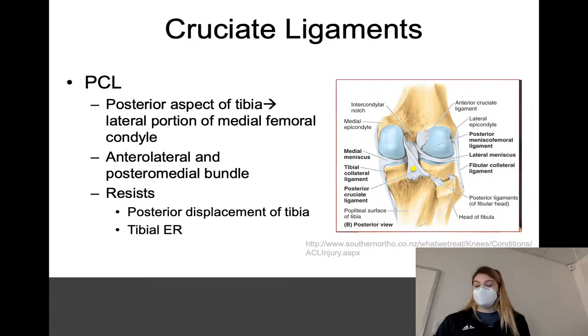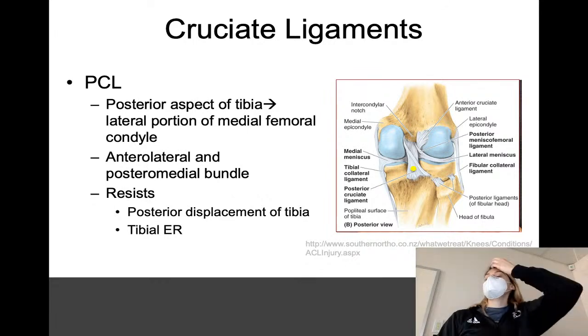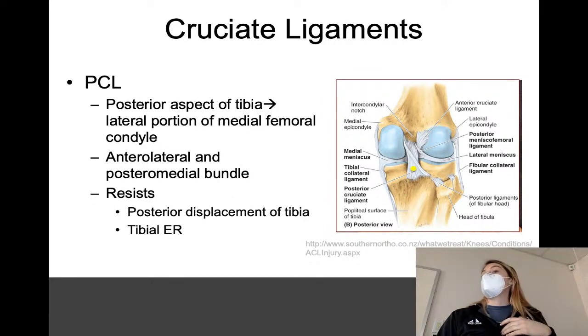You can see this is a posterior view. So you can see the posterior cruciate ligament is pretty thick, kind of sitting on the back.